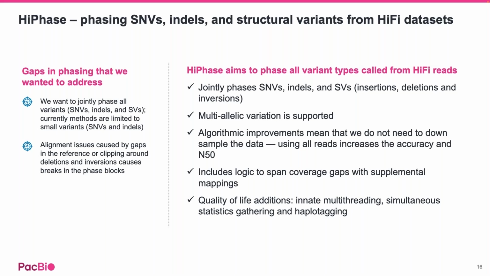With HiPhase, we're now able to address those gaps we just mentioned, as well as increased performance and accuracy and a few other quality of life additions. HiPhase takes in alignment files from pbmm2 and produces a phased VCF following VCF spec 4.2 convention and a haplotagged BAM following the same convention as WhatsHap, so as to allow users to upgrade to this new tool and enjoy all the improvements with minimal integration effort.